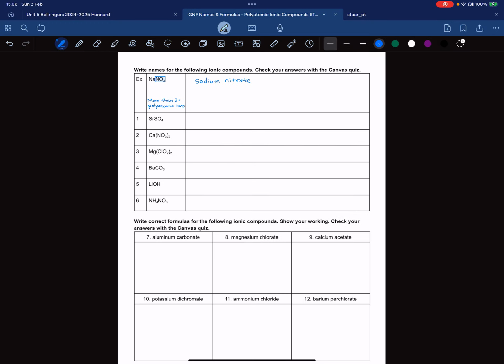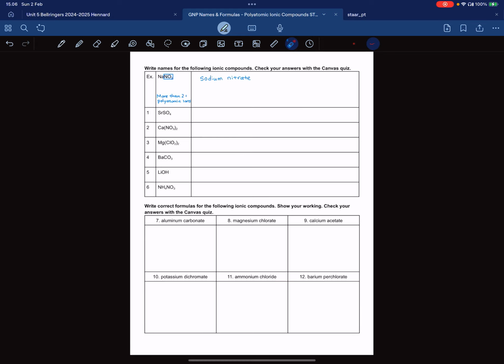Okay, now you have enough to make you dangerous, so you'll go ahead and do the 12 problems down here. 6 names, 6 formulas. Be sure to check them in the Canvas quiz.